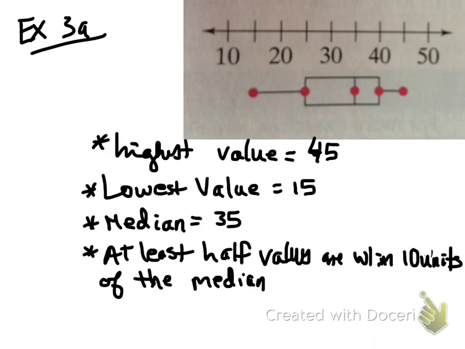All right, you should have found that the highest value was 45. Your lowest value is 15. The median was 35. And at least half of your values, the lower and upper quartile combined, are within 10, right? From 25 to 35, and then from 35 up to 40. So they're within 10 in both directions. Or overall, at least half of the values are within 10 units of that median.